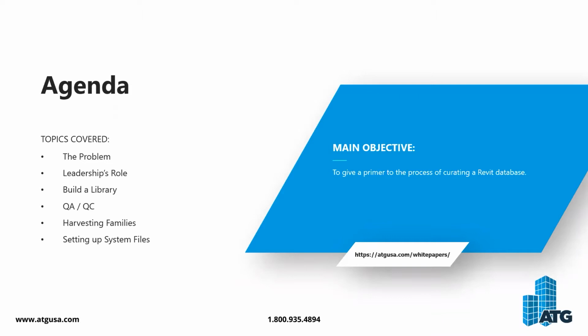It'll be an informal discussion of the first chapters at the beginning of that process. So today we'll talk about the problem. We'll talk about leadership's role in solving the problem, how to build a Revit library, or if you haven't started, if you don't already have content, how to start, and how to start or improve your QA/QC process, or as some people I talk to say, what does that mean? We'll also talk about different strategies for harvesting families. And lastly, we'll talk about how to organize Revit system files, which is kind of a different scenario than the other families mentioned in the prior step.